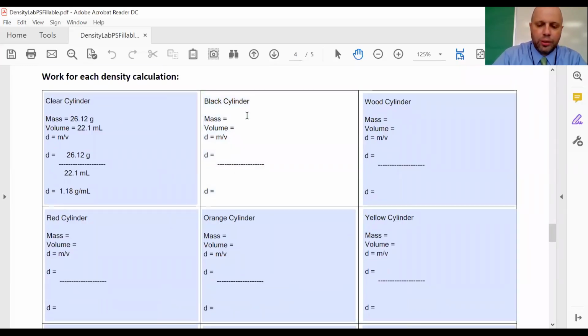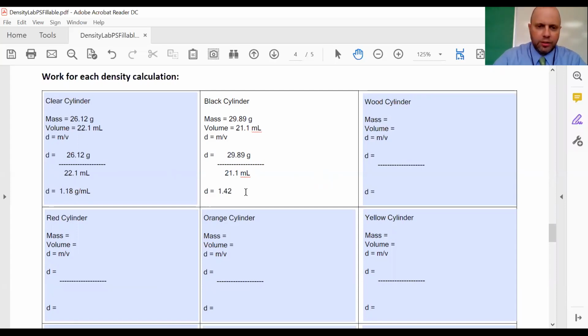So our mass, 29.89 grams, and our volume in this case was 21.1 milliliters. So our density, 29.89 grams. Just gonna move this over a smidgen so it's nice and neat. And then 21.1 milliliters. And then dividing these, 29.89 divided by 21.1, and we get 1.42 as our density.